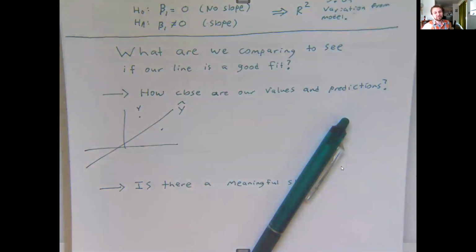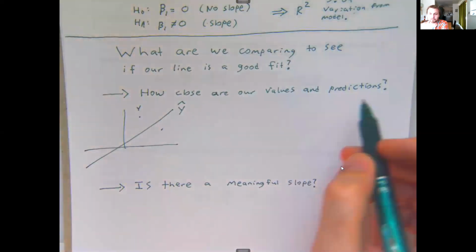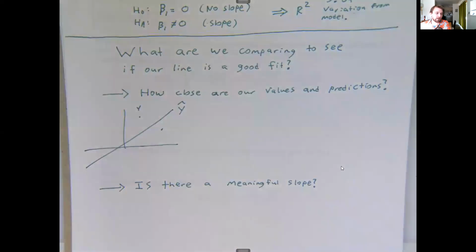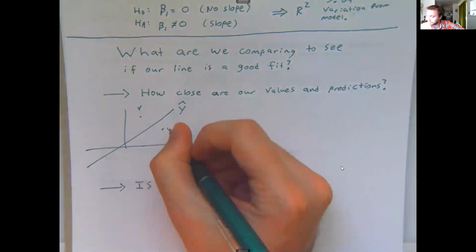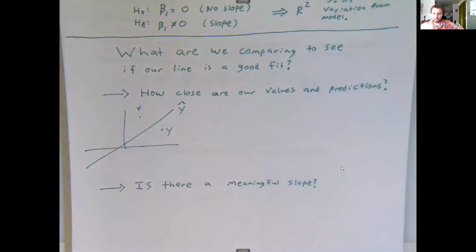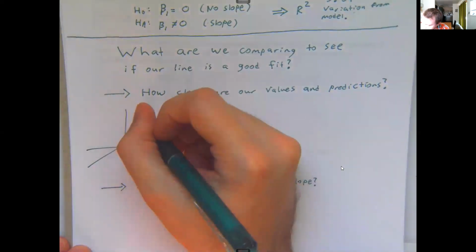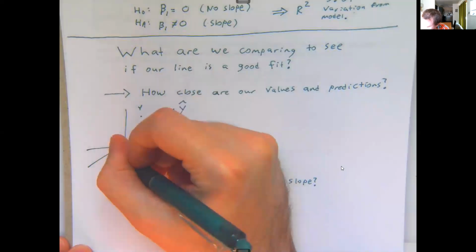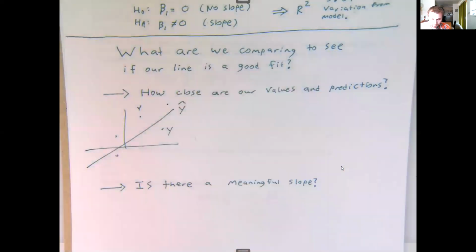And I'm wondering how close are my values? My values are my y's. And I'm wondering how close are these to my predictions? My predictions are my lines. So I'm comparing my y's from my data to the y hat from my lines. So this is looking at the variation in all of these amounts that I could be off by. So I'm going to draw these things in.